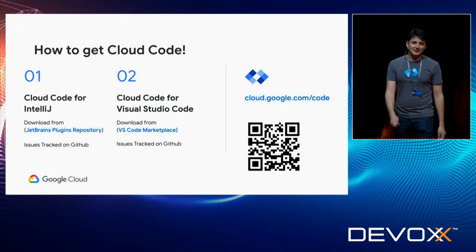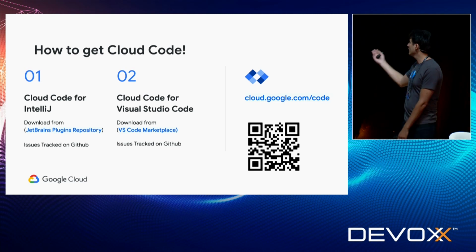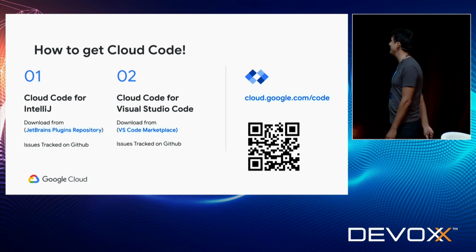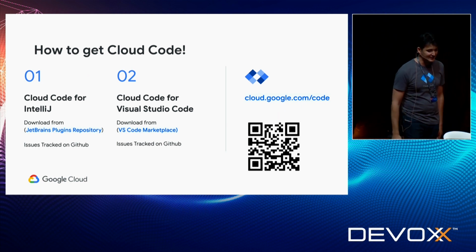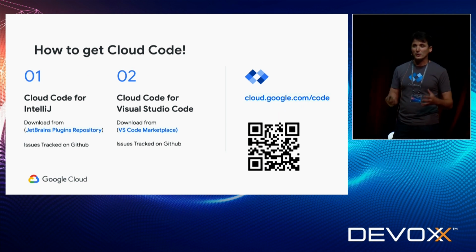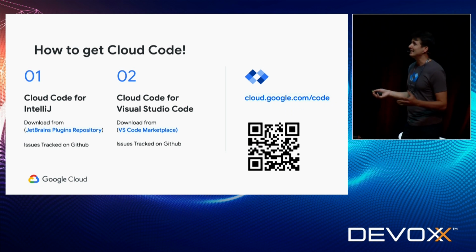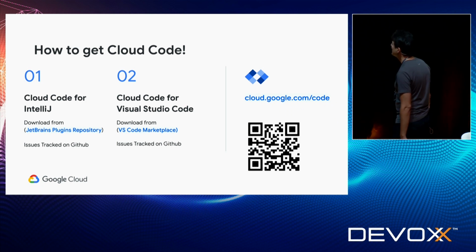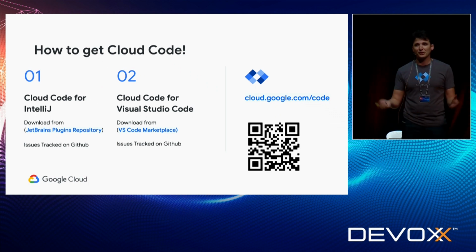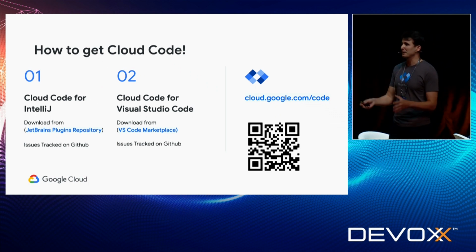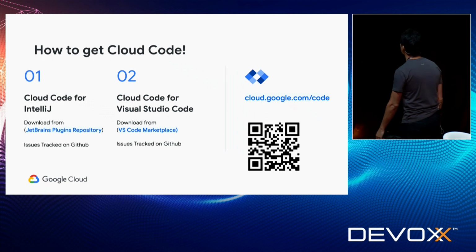This is how you get Cloud Code. That's pretty easy. IntelliJ Cloud Code is available on the JetBrains plugins repository, and issues are tracked on GitHub. You can find them easily. Please file issues, feature requests. It's all pretty new. We're still in sort of alpha beta, so please, your ideas, your thoughts, your concerns. We're listening. We're very actively maintaining the issues tracked on GitHub.